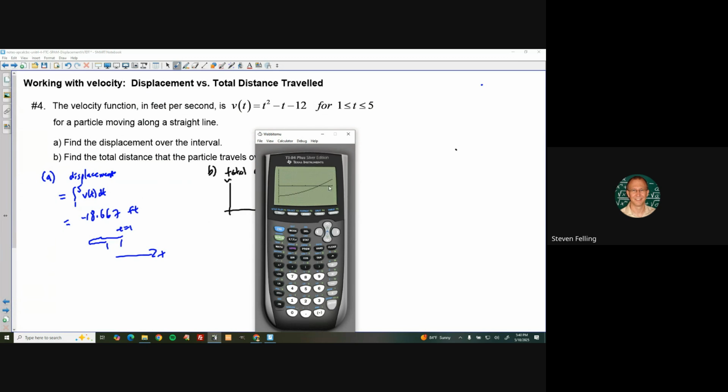What we could do is we could split this and find where that is by using the zero function. Where is this curve, this velocity, 0? When does the particle come to rest and change directions?